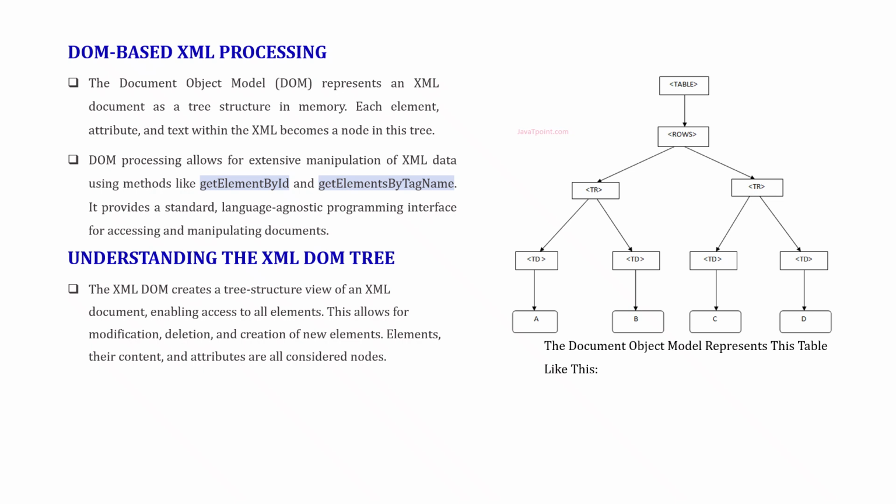DOM processing allows for extensive manipulation of XML data using methods like getElementById and getElementsByTagName. It provides a standard, language-agnostic programming interface for accessing and manipulating documents. The Document Object Model represents this table like this: table name, rows, and columns.